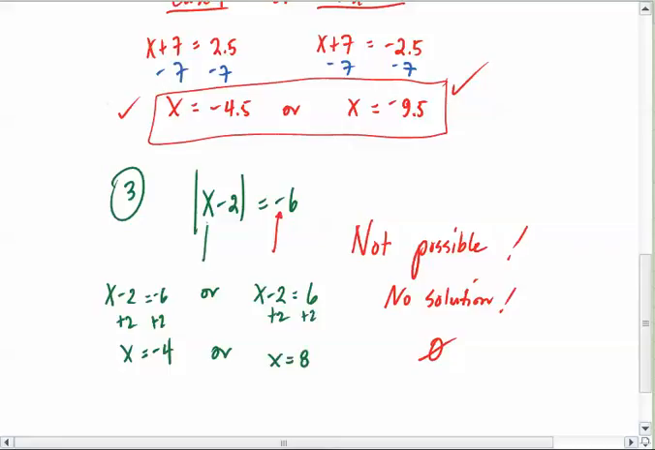So we put this back in. This is going to be a -4. -4 minus 2 is -6. The absolute value of -6, though, is +6. Guess what? Doesn't work. Put 8 back in there. 8 minus 2 is 6. The absolute value of 6 is 6. Guess what? That's not equal to -6.